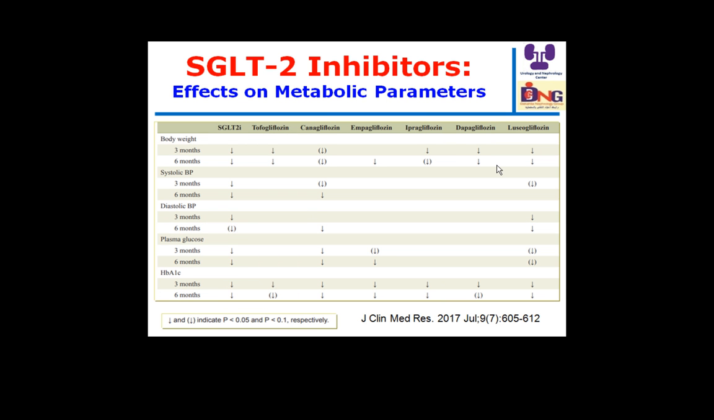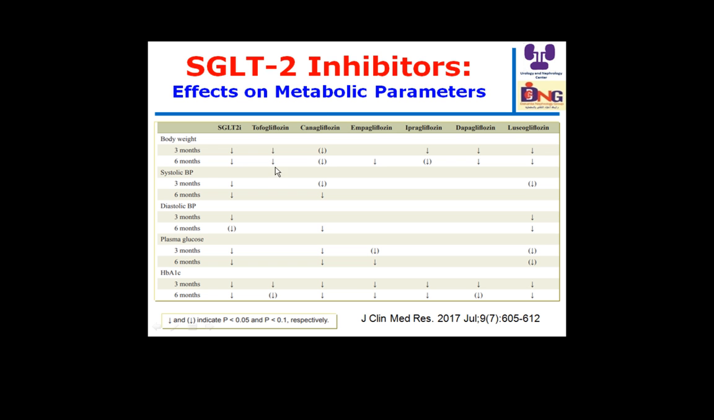Regarding the comparison of different kinds of sodium glucose cotransporters, 6 drugs, this is from the metabolic point of view. Here, if you find the arrow like this, it means that the p-value is significant. But if you find the arrow between brackets, this means that the p-value is insignificant. So if you fix this table and look at sodium glucose cotransporter 2 inhibitors in general, or the different members, TOFO, CANA, IMBA, IBRA, DABA, LISO.